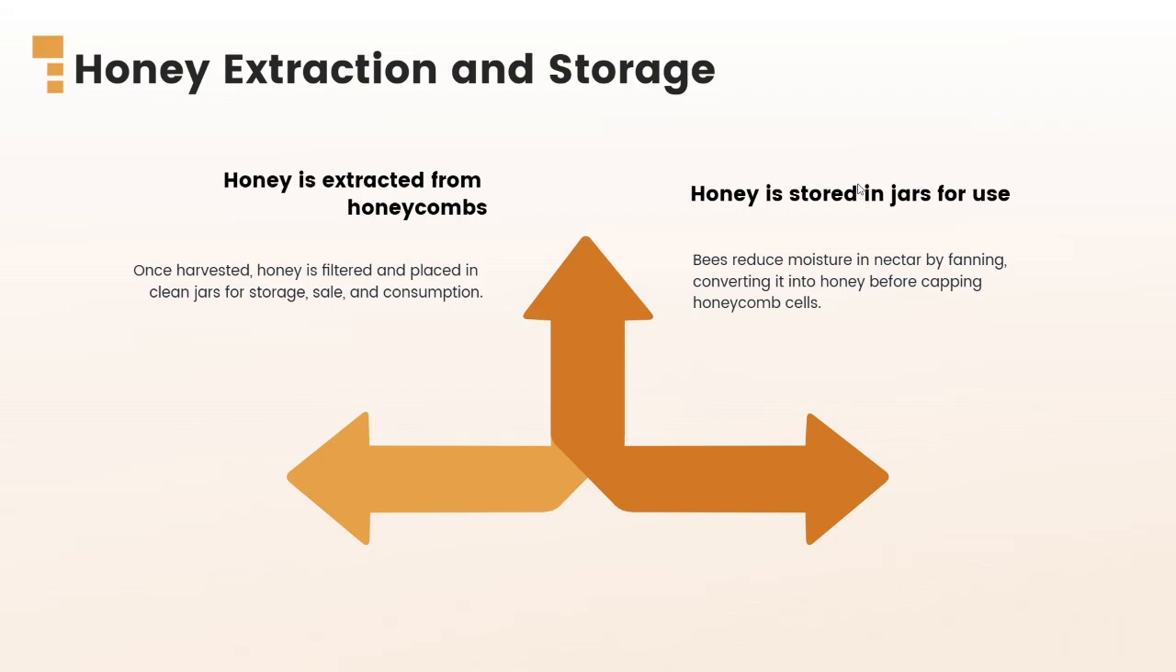For humans, the honey is extracted from the honeycomb. It is filtered until it's clean and is placed inside the jars. As you can see on the right, the honey is stored in the jar, so it's ready for sale and consumption. Fun fact, honey is preserved perfectly by nature, so it will never go bad.